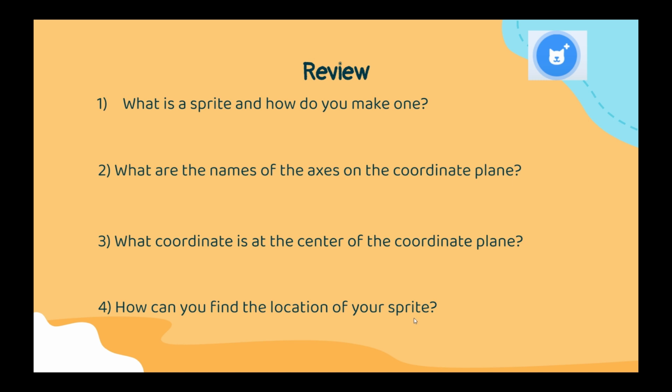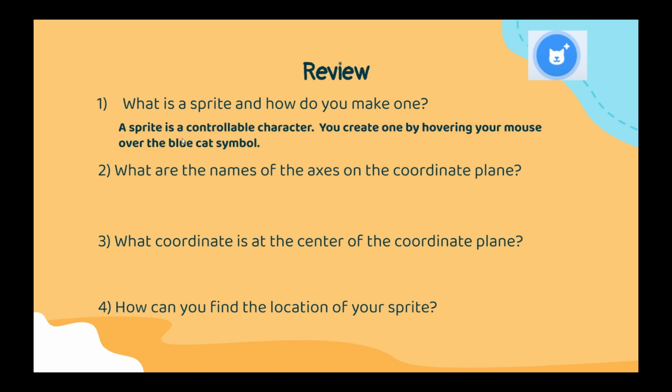Okay, so a sprite is a controllable character, and then you create one by hovering over this button over the blue cat symbol. So there's two axes, the x-axis and the y-axis. What coordinate is at the center? 0, 0. This is called the origin. And how can you find the location? Below the canvas, it'll give you the x and the y value.